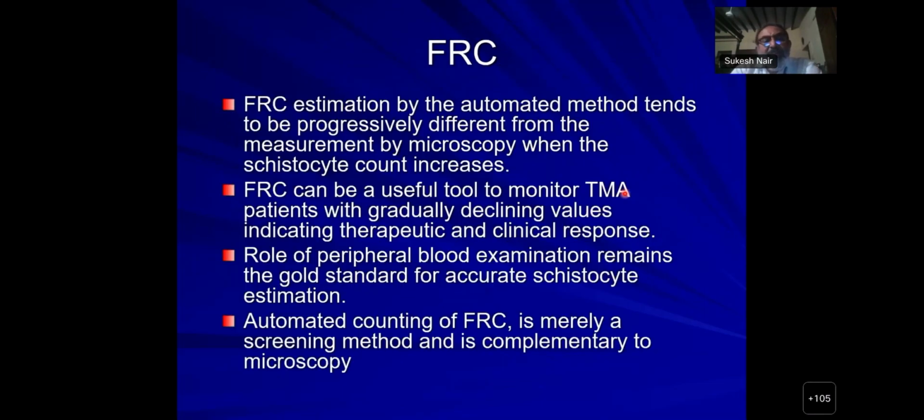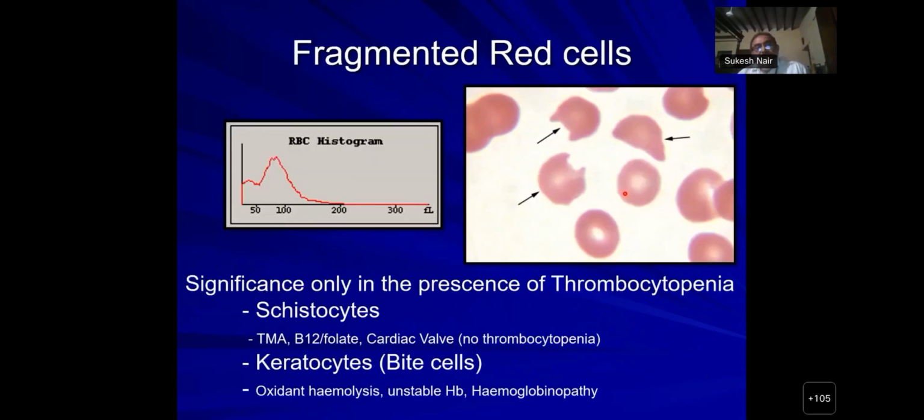So one of the rules that you must use when you are using this parameter in cell counters, automated fragmented red cell: the FRC estimation by automated method tends to be progressively different from measurement by microscopy when schistocyte counts increase. FRC can be a useful tool to monitor thrombotic microangiopathy patients with gradually declining values, indicating therapeutic and clinical response. The role of peripheral blood examination remains the gold standard for accurate schistocyte estimation. Automated counting of FRC is merely a screening method and complementary to microscope. So you must realize this.